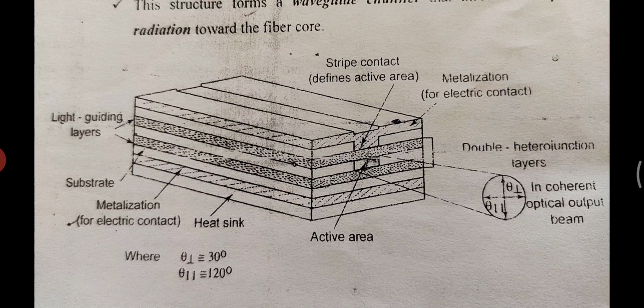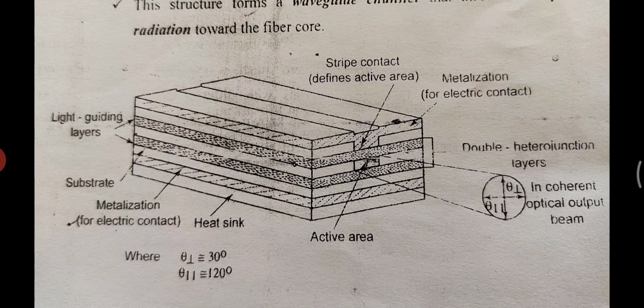The edge emitting LED has transparent guiding layers with a very thin active layer of 50 to 100 micrometer, so that the light produced in the active region spreads into the transparent guiding layer, reducing self-absorption in the active layer. The guiding layers have a refractive index lower than the active region but higher than the surrounding layers, like the core and cladding of the fiber. This structure forms a waveguide channel that directs the optical radiation towards the fiber core.